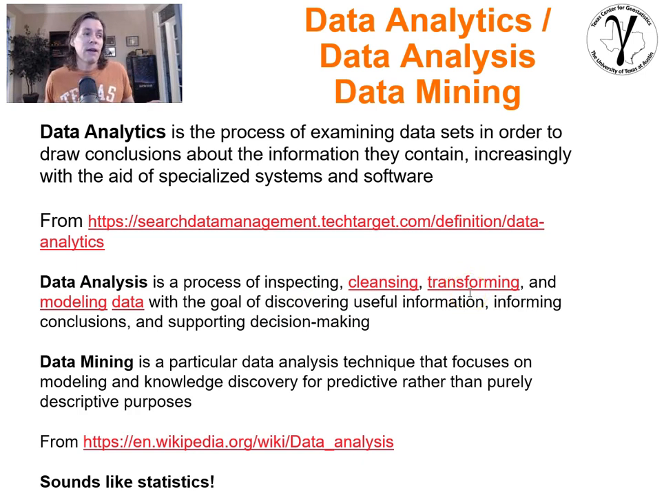Now, any good definition related to this should have the term decision making, because as we've talked about before, if what you do does not impact a decision, then it really doesn't have value in general. And data mining, of course, is more of a specification of these terms where we get into the idea of data analysis techniques that focus on modeling and knowledge discovery for predictive rather than purely descriptive purposes.